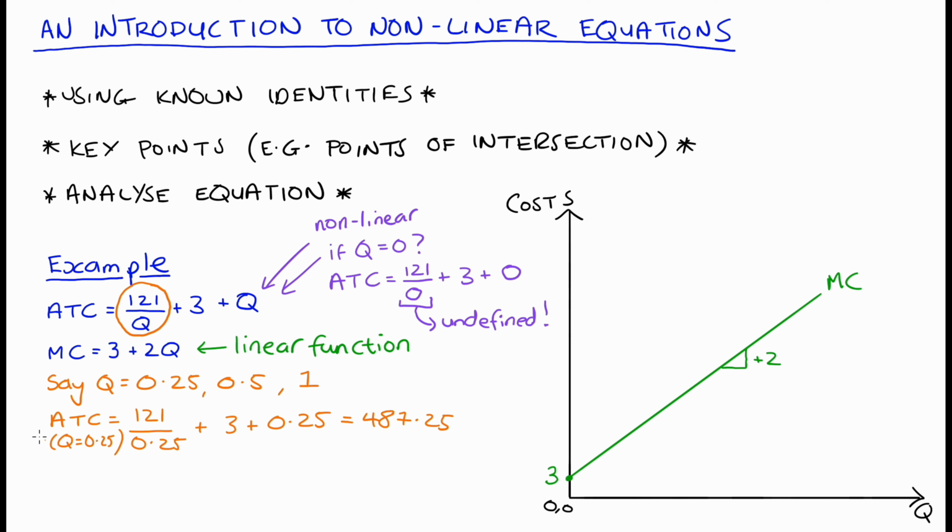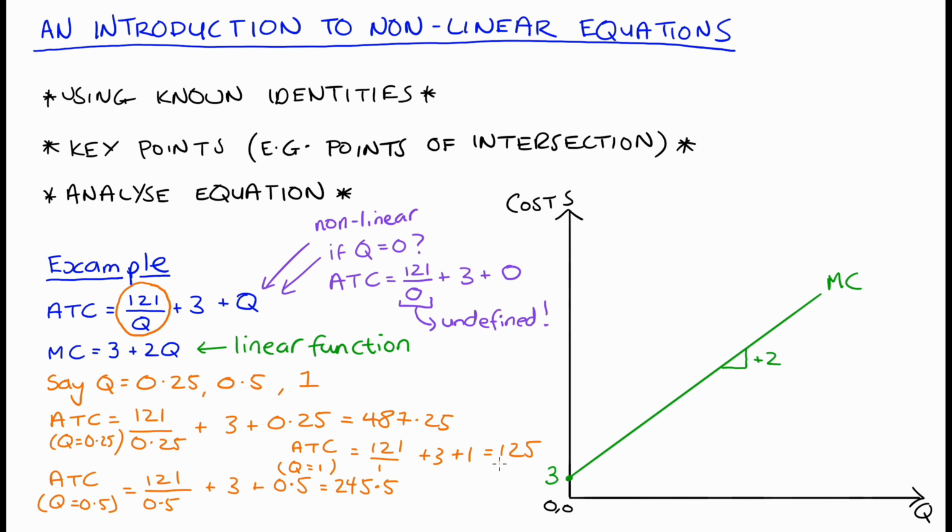All right, let's increase quantity a little bit. So let's say quantity is 0.5. So 121 over 0.5 plus 3 plus 0.5 is 245.5. Again, the bulk of that value is due to that first term. 121 over 0.5 is 242. All right, if quantity is equal to 1, we get 121 over 1 plus 3 plus 1 is 125.